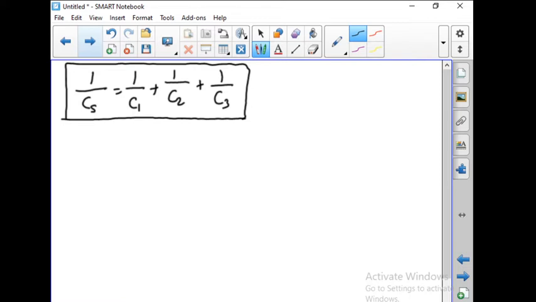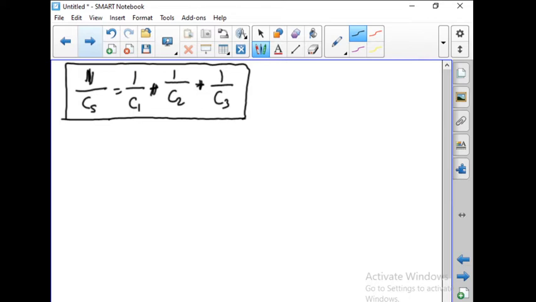How will you write the statement for this equation? The inverse of the equivalent capacitance of the three capacitors that are connected in series is equal to the sum of the inverses of each capacitance. This equivalent capacitance is always less than the smallest individual capacitance in the series.